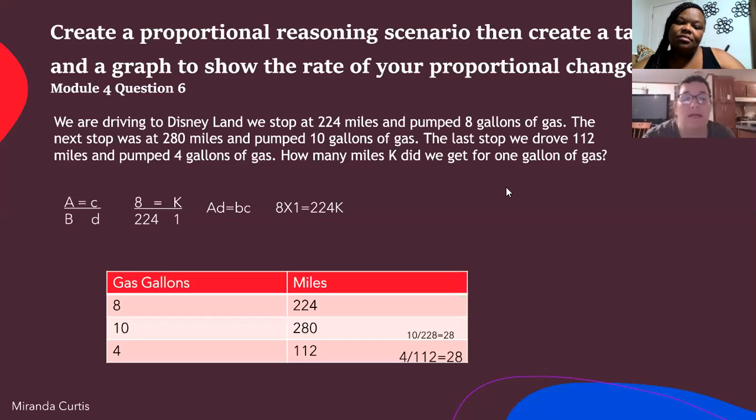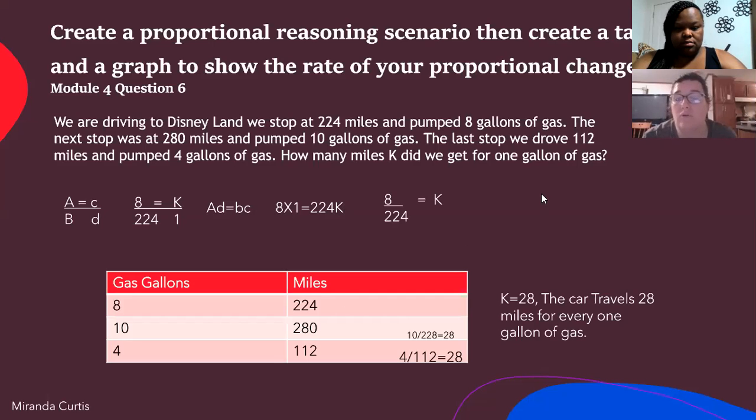Then we're going to break it down. Then we're going to have A, B equals D, and C. So we'll go cross. Okay, then we're going to go 8 times 1 equals 224K. So what we're doing is we're trying to get the K by itself. If you'll click one more time, that's going to cancel out the 224 where the K is and get it by itself. So it's going to be 8 over 224 equals 1/28. So K equals 28. The car travels 28 miles for every 1 gallon of gas.